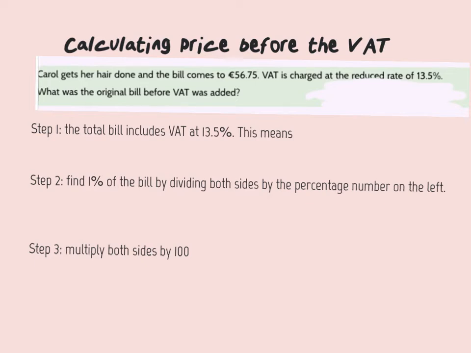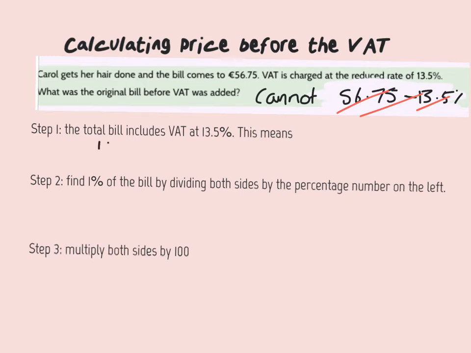Now, really important to note here that we cannot do 56.75 minus 13.5%. That's something we cannot do. So please, and I remember some of you from junior cert, we cannot do that. Don't forget that. So first of all, what we need to know is that the bill includes VAT at 13.5%.